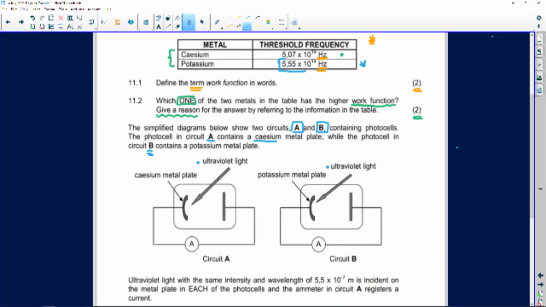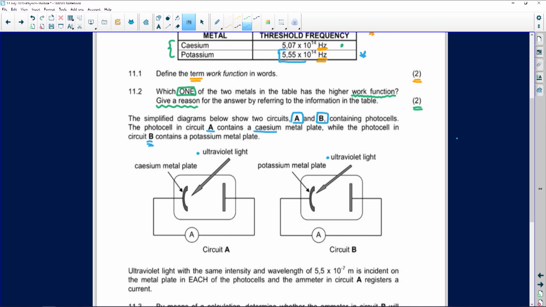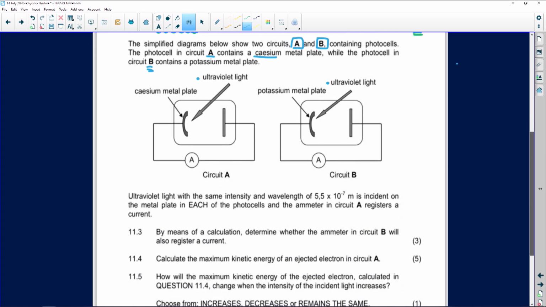However, different metals will have different work functions, even though the light is the same. But remember what we said, the different types of metals are not the same. So they require different amounts of energy to actually emit the electrons out of the metal. So in this case, I see my cesium metal, my ultraviolet light. Now we learned about ultraviolet light in grade 10, so now it's just an add-on to what we're doing.